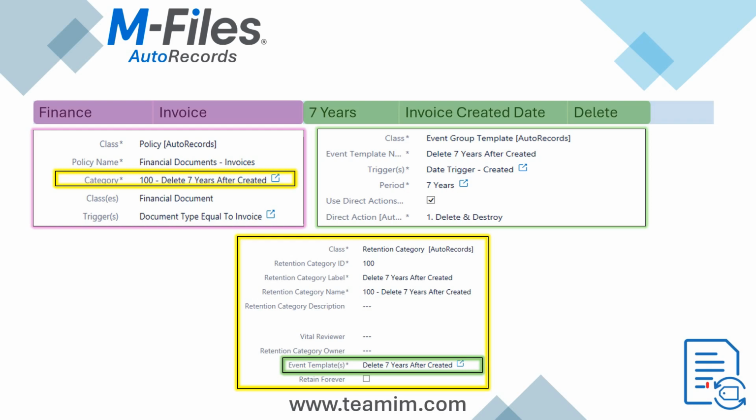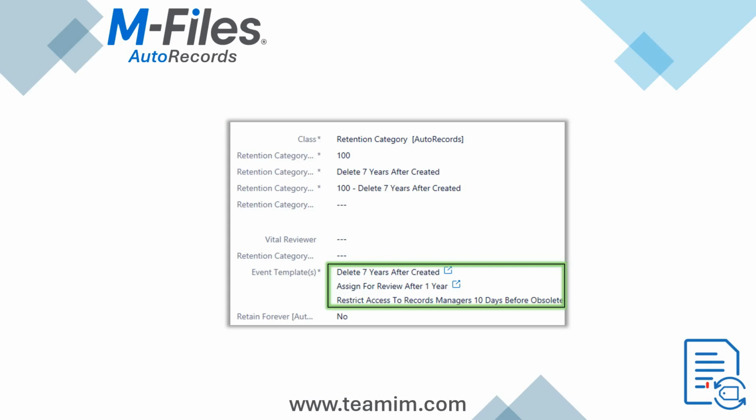In this configuration, there's a single event that will get scheduled. We will simply delete the invoice after 7 years. However, there may be cases where more retention activities need to occur. Taking a closer look at the retention category, we can see how any number of events can be scheduled for a document with this retention category.